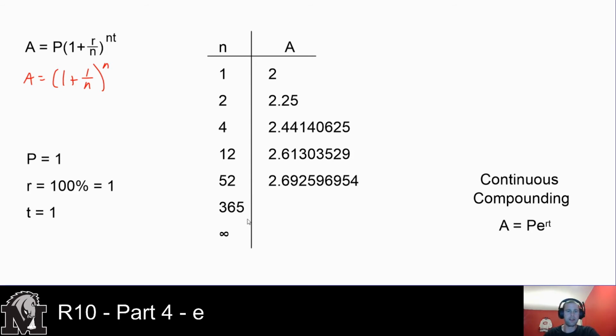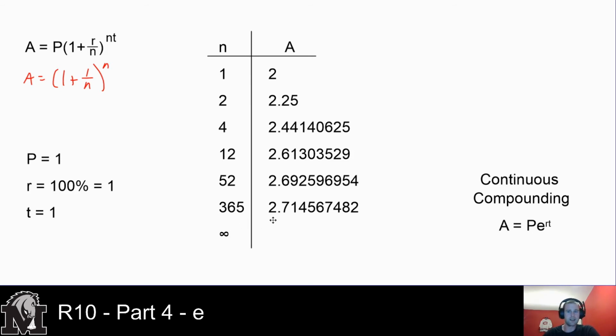That gives 2.692596954. And then 365, well, that's daily compounding. So if we have daily compounding, we can plug in 365 for our n's over here. That gets us 2.714567482. But what if you wanted to do more frequent compounding than daily? You could go by the hour or the minute or the second, or a tenth of a second or a microsecond. So basically the idea is we want to have an infinite number of compounding periods per year.